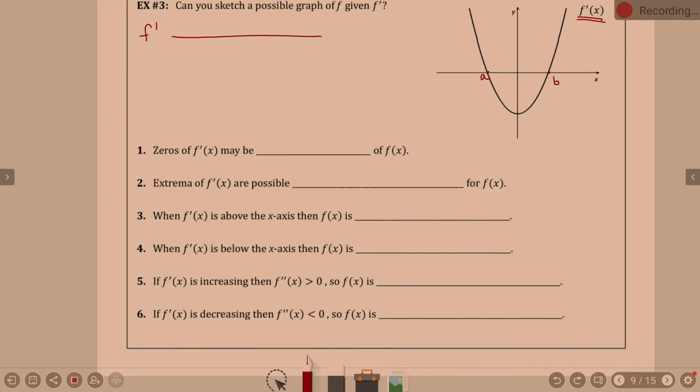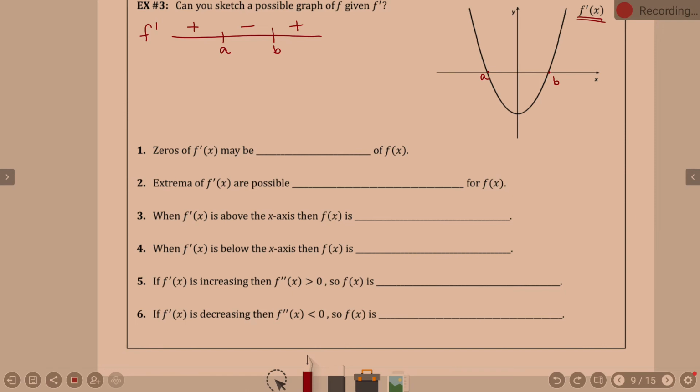What do you know about the derivative to the left of A? It's up above, so it is positive. What do you know about the derivative between A and B? It's below the x-axis, so it is negative. And the derivative to the right of B is above the x-axis, so it is positive. Now, that's my derivative information, yes?